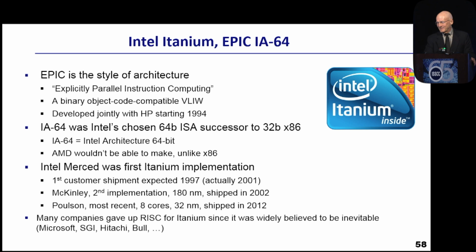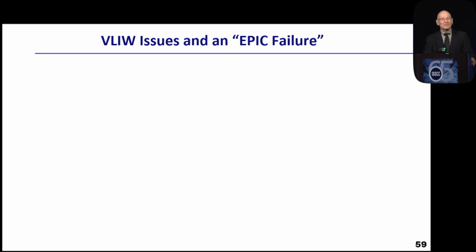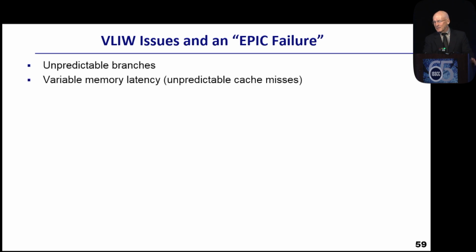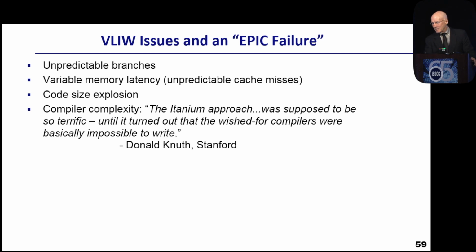So what happened? What happened is the VLIW was an epic failure. The problem was unpredictable branches were hard to schedule in software. When you had a cache miss, it was hard to figure out how to schedule that. And the final one was, it's called very long instruction words, so the programs got a lot bigger, and that's a problem when you have million-line programs. And so as Donald Knuth, the famous computer scientist from Stanford, said, the Itanium approach was supposed to be fantastic, but no one could build the compilers.